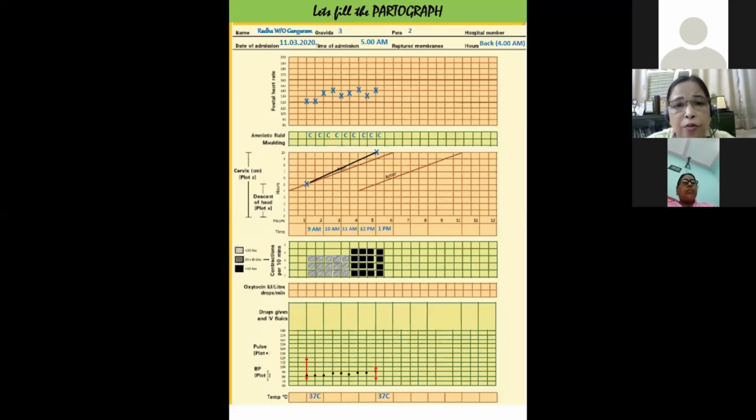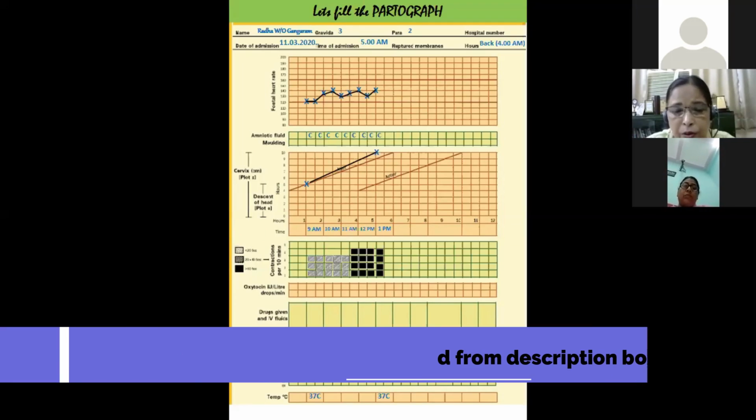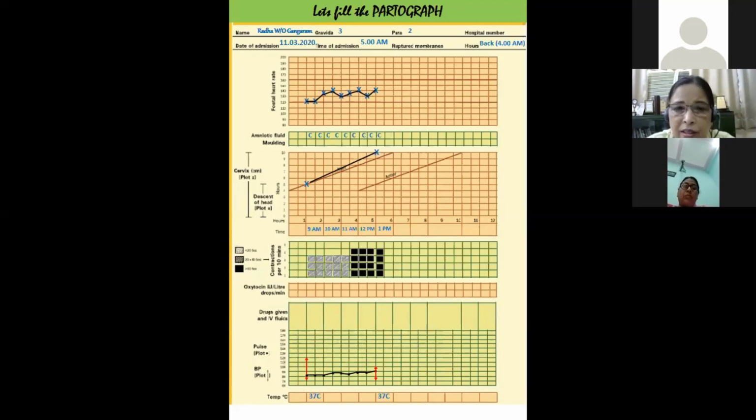So that is all for today regarding partograph. This patient delivered vaginally, normally, with good contractions. This is a partograph of a normal progress of labor. Maternal vitals are normal, fetal condition is fine, normal progress. So okay, thank you so much. This finishes your partograph part.